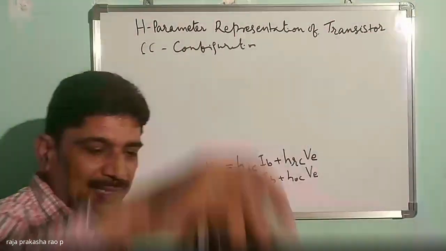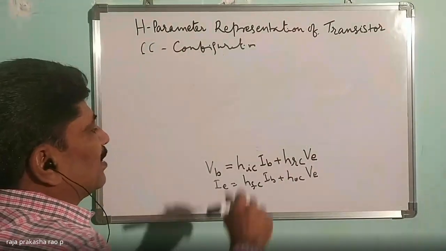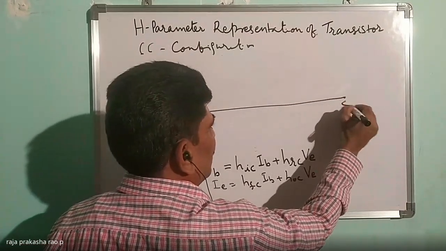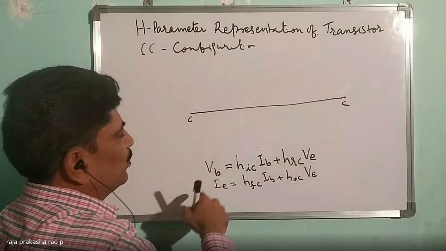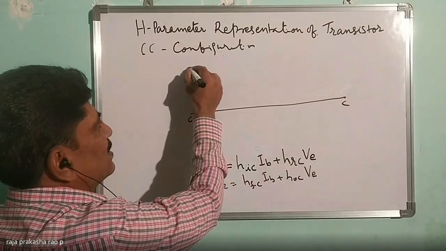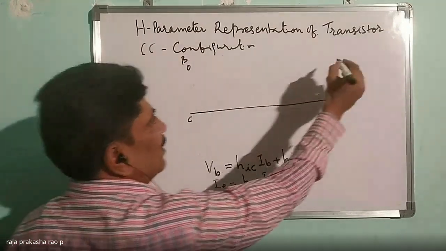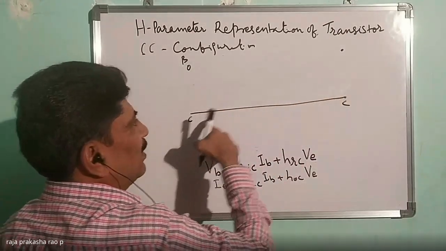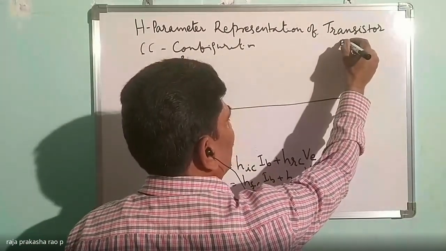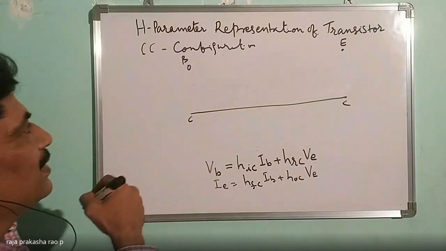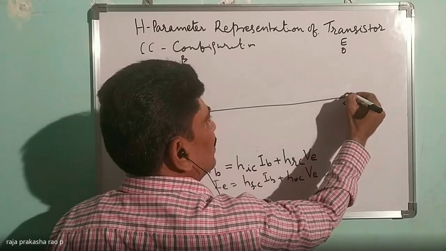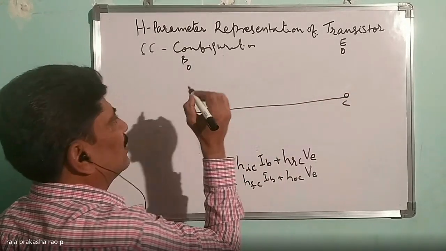This is a common collector configuration. So first you draw common collector. So inputs are, another terminal is B here. What is another terminal here? Base, collector, emitter. See, it is very easy to mark this now. This is emitter, this is collector, this is also collector.